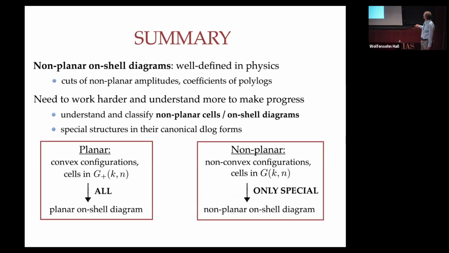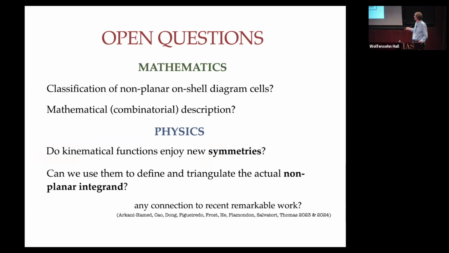Okay, and I'm basically done here. Just 30 seconds. We look at these non-planar diagrams. We would like to understand and classify them as some cells in the positive Grassmannian. Note that in the planar case, basically all of the convex configurations corresponded to planar on-shell diagrams. There were cells in the Grassmannian. There are only special ones here. So some special non-convex ones are on-shell diagrams and others are not. So that's one of the unclear principles which selects these geometries to be representable as on-shell diagrams.